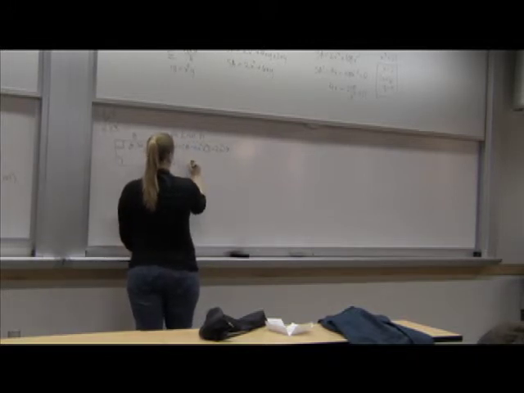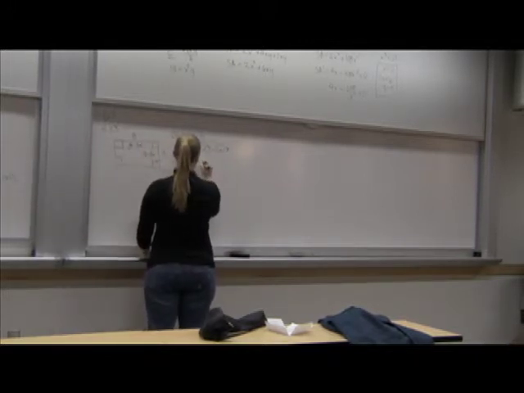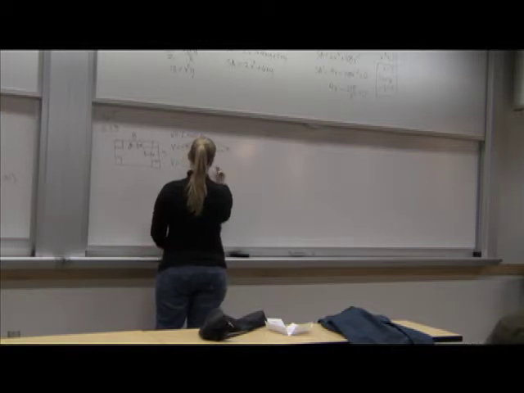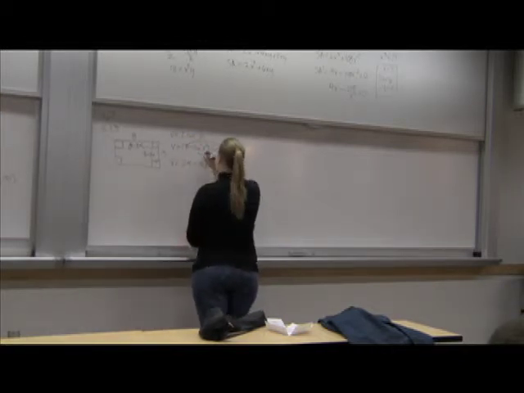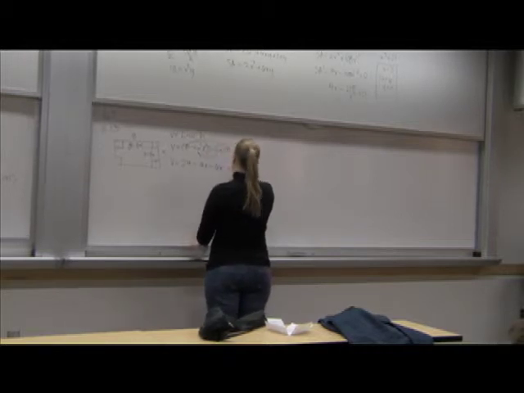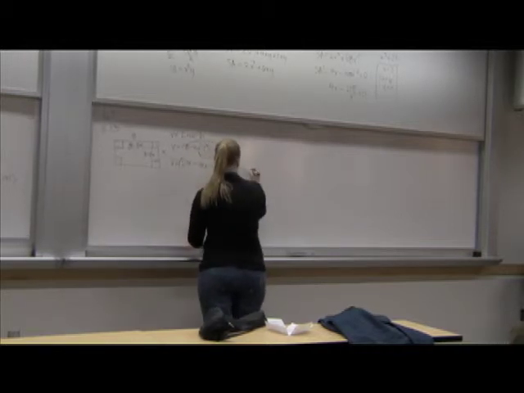8 times 3 is 24. 8 times 2 is negative 16. 2 times 3 is negative 6. I'm sorry, negative 2 times positive 3 is negative 6. Positive 4x squared. And we still have to multiply by x.